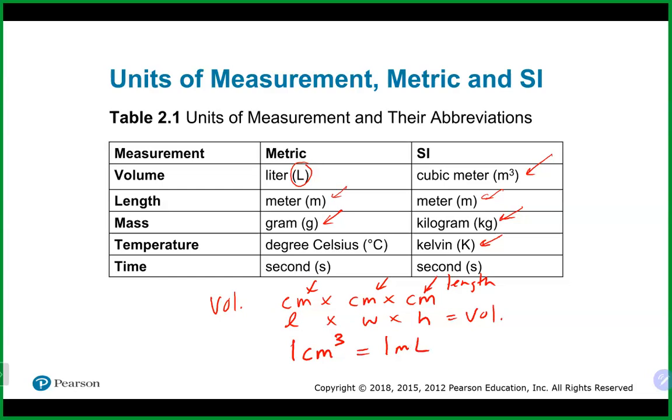So sometimes we may have a unit that represents a certain type of measurement, like a length, but we may do a calculation where we turn those units into another type of unit, like a volume. Any questions on that there?